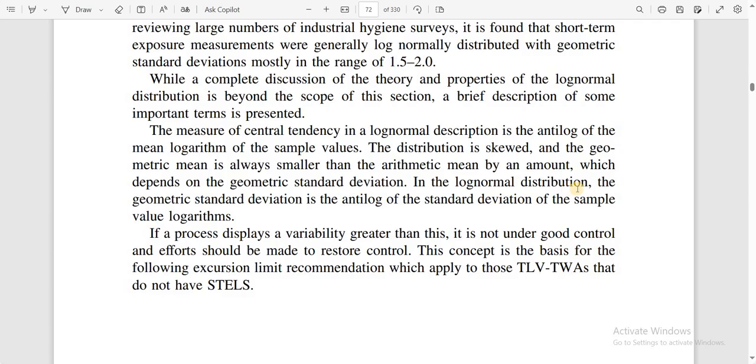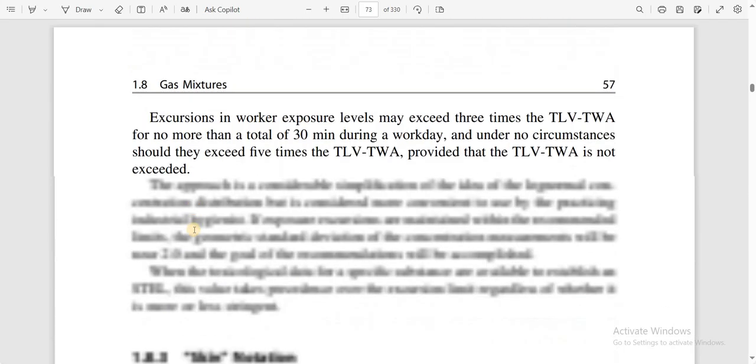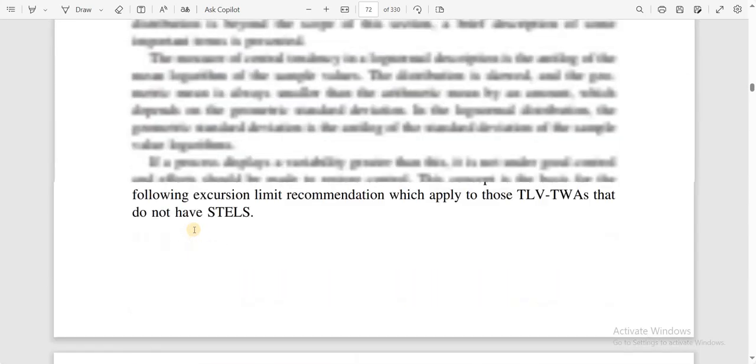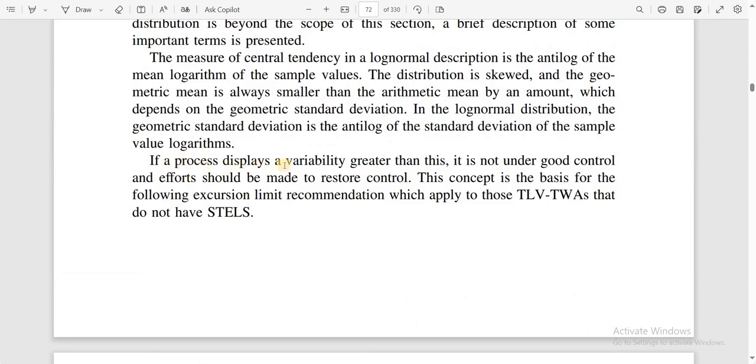In the log-normal distribution, the geometric standard deviation is the antilog of the standard deviation of the sample value logarithms. If a process displays a variability greater than this, it is not under good control and efforts should be made to restore control.